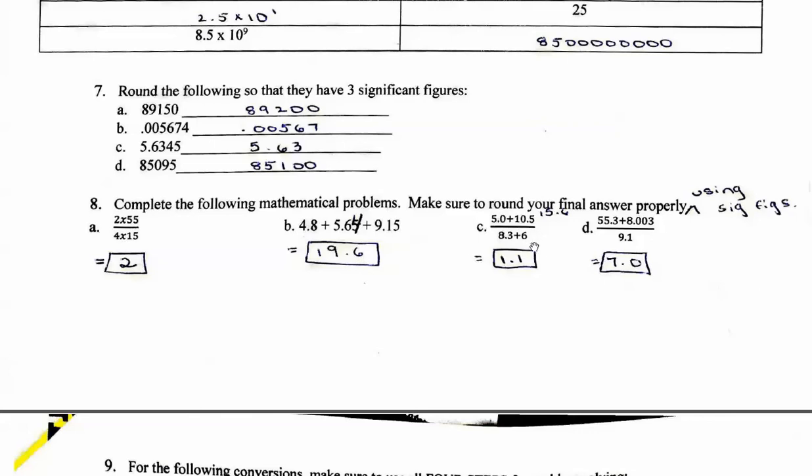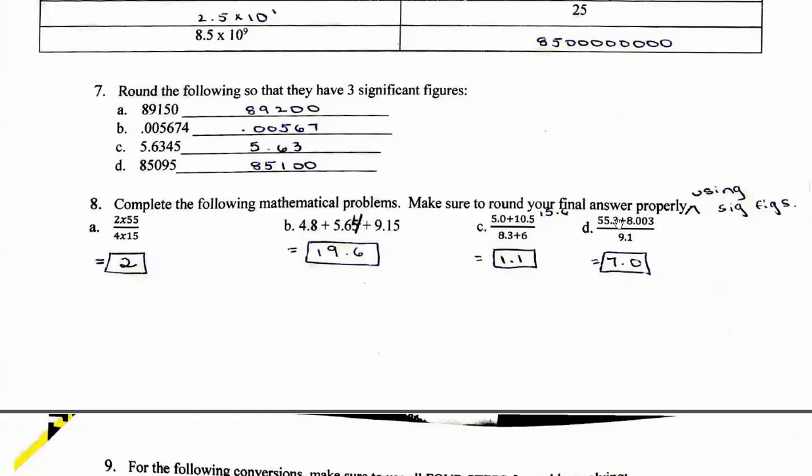For this, guys, what I'm doing is I'm adding first, and then my final step is dividing. So what I want to do is find out what 5.0 plus 10.5 is going to be, 15.5. Okay, so that's still 1 decimal place. I'm fine. 8.3 plus 6 is 14.3. But notice this has no decimal places. This has 1. So it should just be 14. So 15.5 divided by 14, since I'm dividing now, I do significant figures. 15.5 has 3 sig figs, 14 has 2, so my final answer needs 2, so it's 1.1.